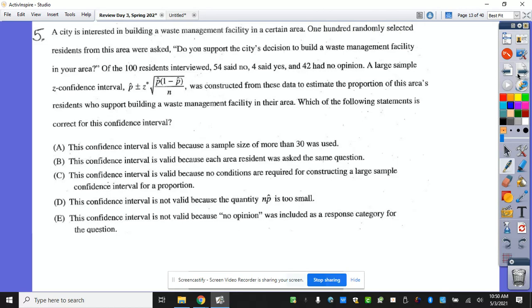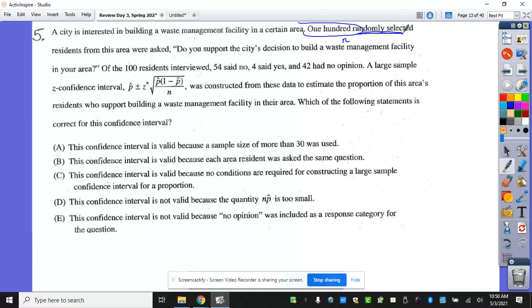All right, so a city is interested in building a waste management facility in a certain area. 100 randomly selected residents were asked: do you support the city's decision to build a waste management facility in your area? Of the 100 residents, 54 said no, 4 said yes, 42 had no opinion. A confidence interval is constructed from these data to estimate the proportion of this area's residents who support building a waste management facility in their area.